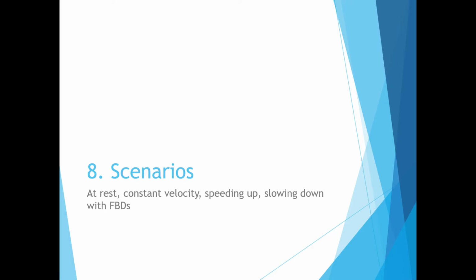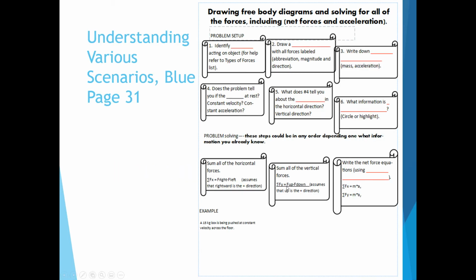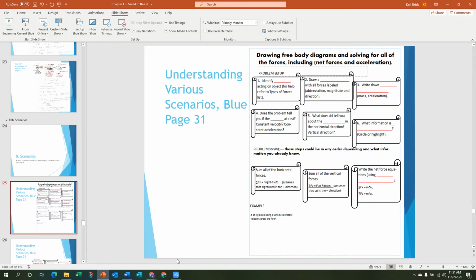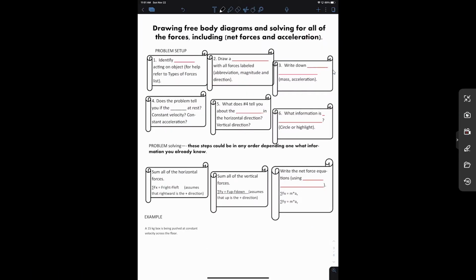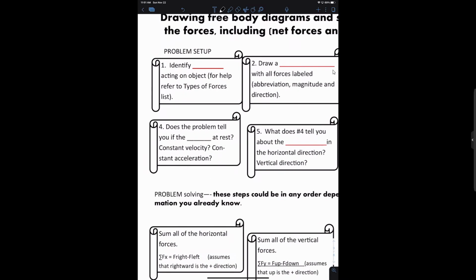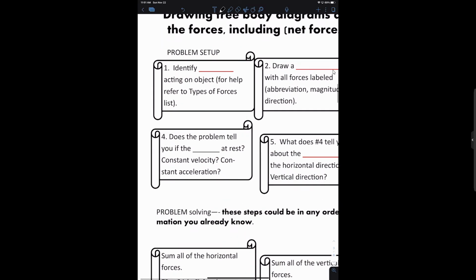So you are going to be on page 31 in your blue packet, and we're going to work on filling this page out. I've got a copy of it up here. First of all, step number 1, we want to always identify all the forces that are acting on the object. Remember, we had a types of forces sheet that gave us some information on that, but that's always where we've got to start.